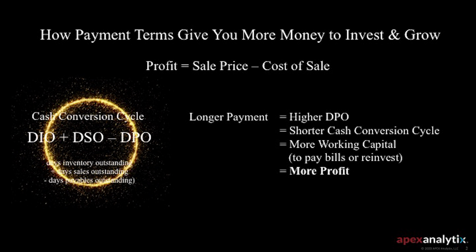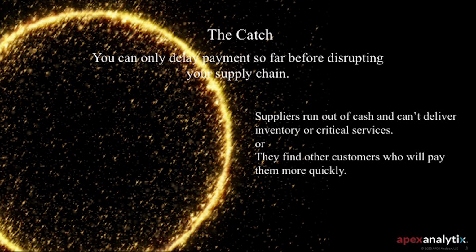A big driver of DPO is the average number of days you can delay paying for goods and services after they've been provided. And the primary driver of average days to pay is the payment terms that you've agreed with your suppliers. In short, the longer your payment terms, the more working capital your company will have, but there's a catch. And that catch is that you can only extend payment terms so far before things start falling apart. Suppliers run out of cash and become unable to deliver inventory or critical services, and they start looking for other customers who will pay them more quickly.